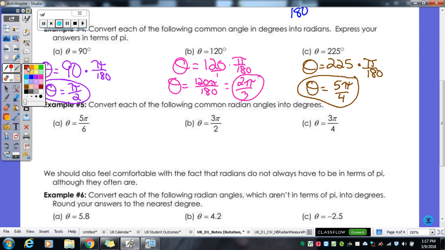So for the next one, we're going to go the other way. We have radian measure. We want to make it degrees. As we said at the top of this page, 1 pi radians is how many degrees? 180. So if you have a pi there and you're told to convert to degrees, all you have to do is plug 180 in for your pi.